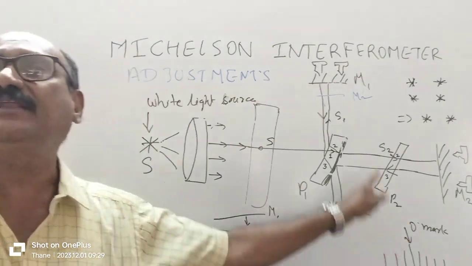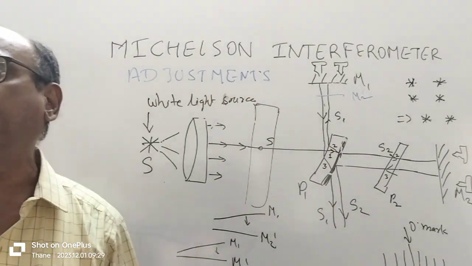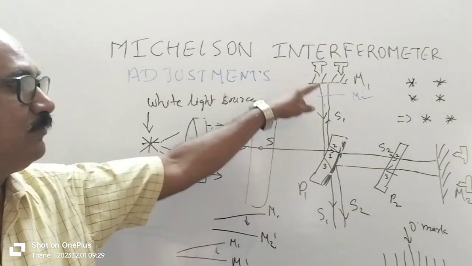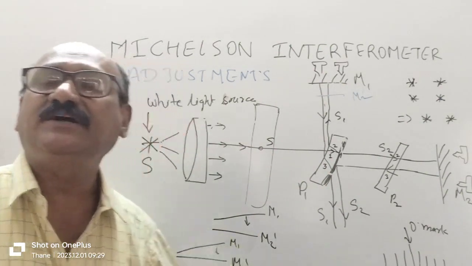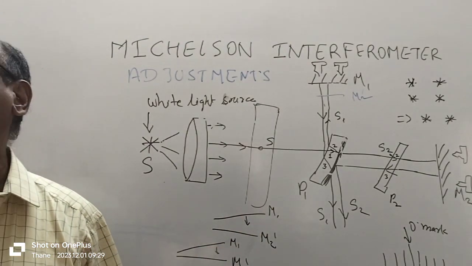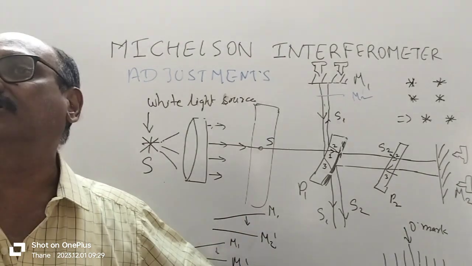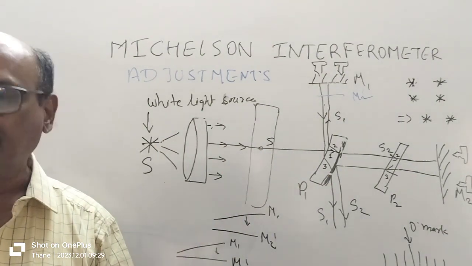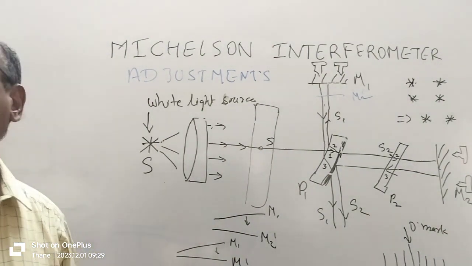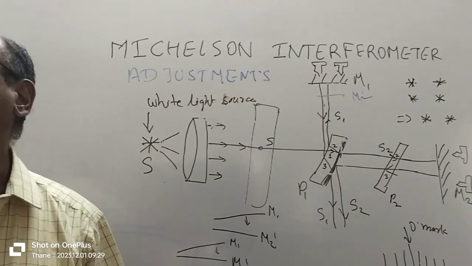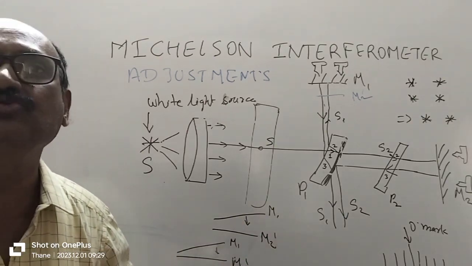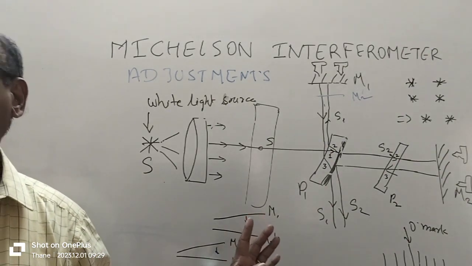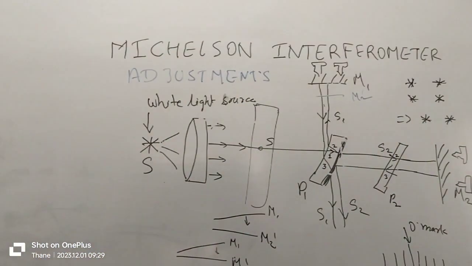Now you can see where the zero or the reference point is, and if you move the mirror M1 by the screw, you can see the fringes crossing the reference point. If you count the number of fringes crossed per motion of the screw, you can find out the various values of wavelength and whatever else you want to measure from the Michelson interferometer. This is called the adjustment part of the Michelson interferometer and the use of the white light source. Thank you.